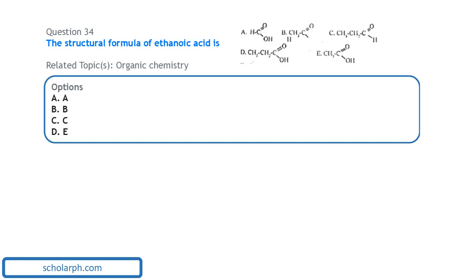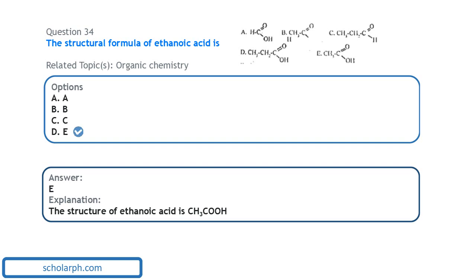The structural formula of ethanoic acid is... the ethanoic acid is CH3COOH. And the structure here is CH3, that is this alkyl group, connected to a carbon atom, which is then bonded to an oxygen atom here and a hydroxyl group here. So it is this here, CH3COOH. That is the structural formula of ethanoic acid.